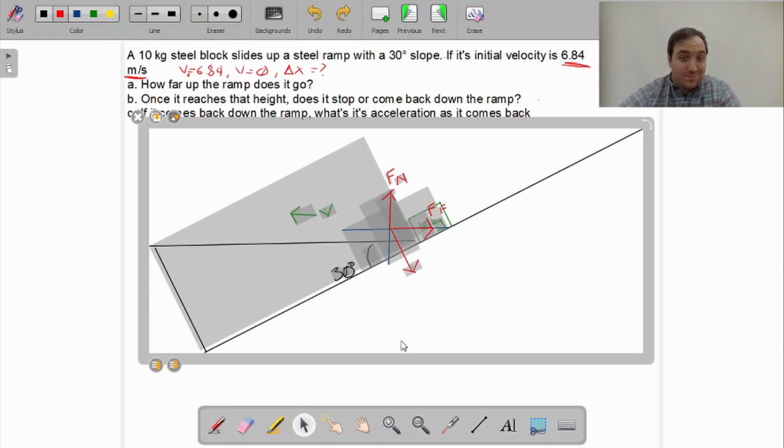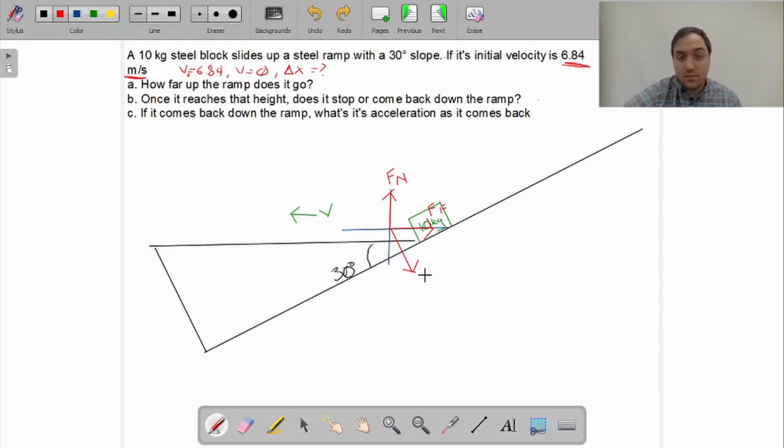So in the y direction, I have this force normal and part of force gravity. This part, to be specific. In the x direction, I have force friction and force gravity, or at least part of it in the x direction. Okay. So let's rotate this back and write down those equations.